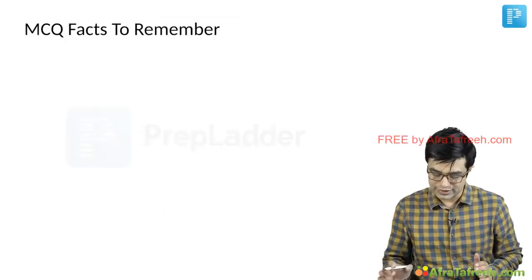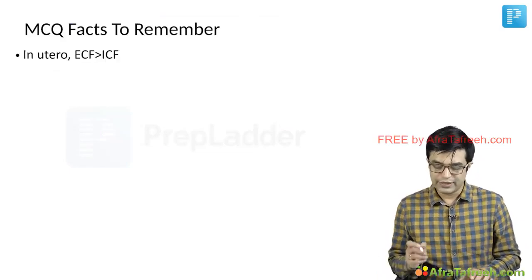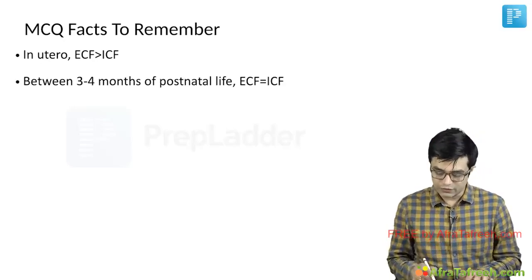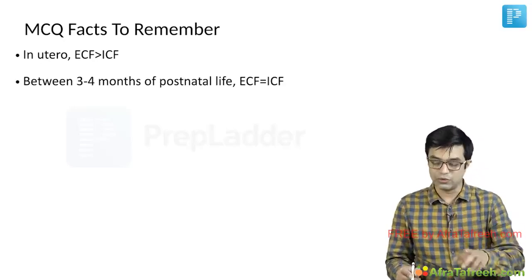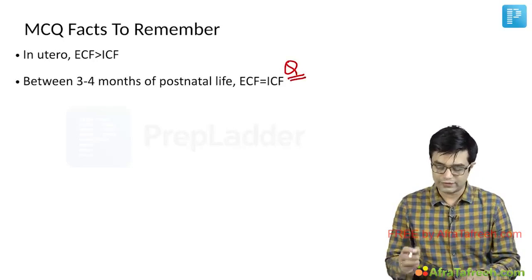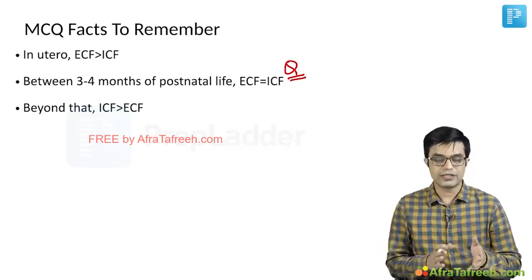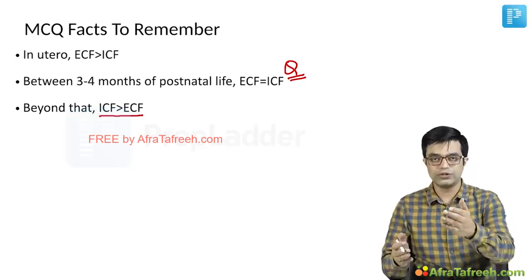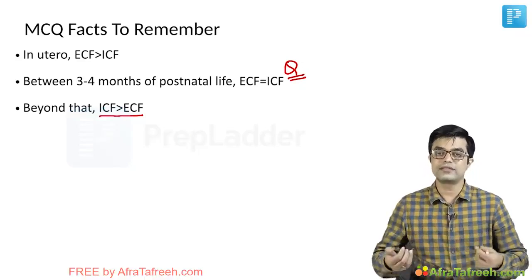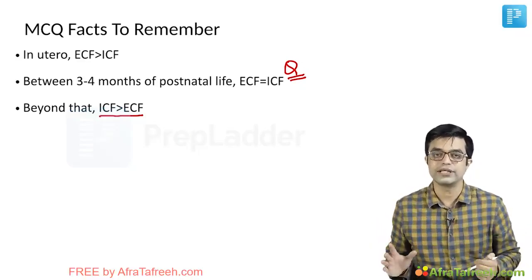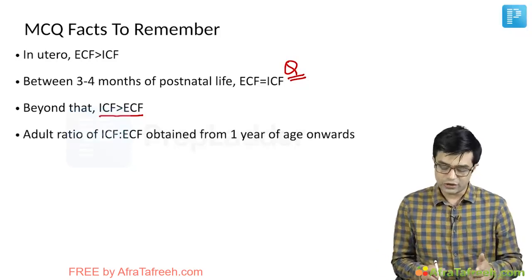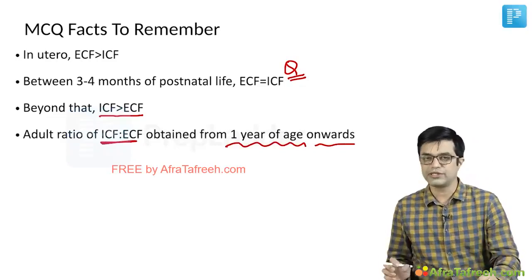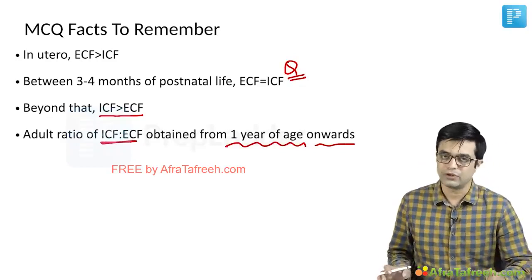So let us try to understand this. MCQ facts to remember. In utero, ECF is greater than ICF. Between 3 to 4 months of postnatal life, ECF becomes equal to ICF. MCQ point asked 5 years back. Beyond that period, that is beyond 4 months of age, ICF will always be more than ECF. So if we talk about you and me, right now, the fluid inside my cells is more than the fluid outside the cell, which includes blood also. And the adult ratio of ICF to ECF is obtained from 1 year of age onwards. So these are the 4 points which you need to remember based upon this interpretation.